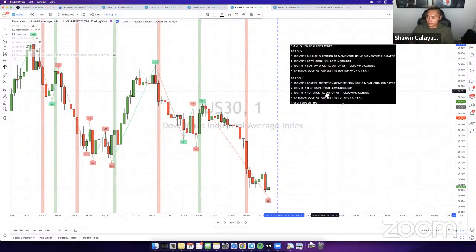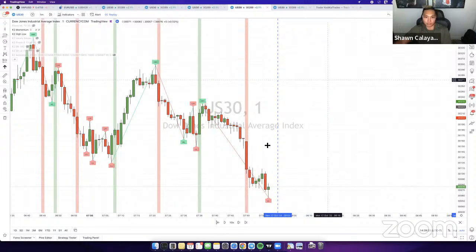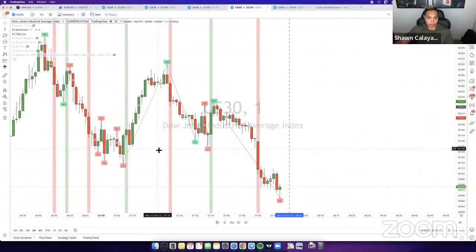So Rashida's asking, so looking for highs for sell and lows for buy. Exactly, Rashida. So the reason for that, and let me show you the logic behind that. The reason why you're looking for highs is because that high is going to confirm the retracement, right? So let me go over here real quick and show you.